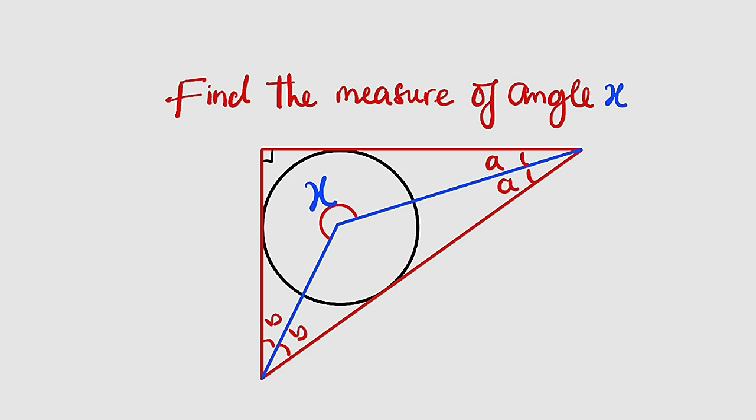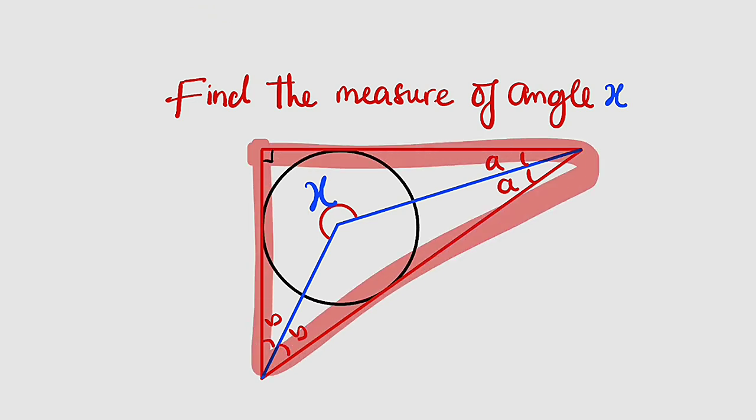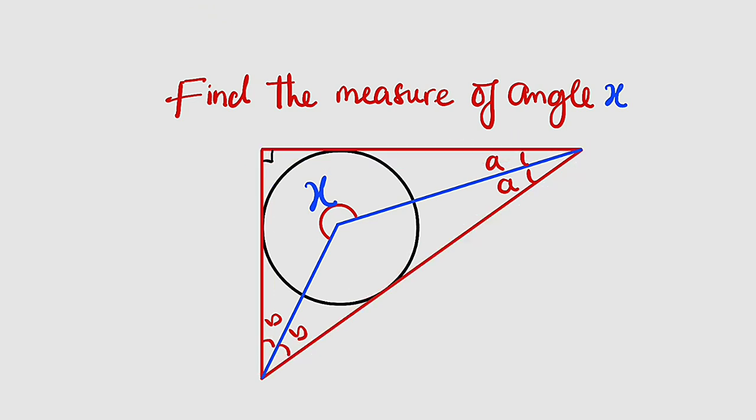Okay, let us pay attention to the right angle triangle, which is this one. Remember that the sum of all the interior angles equals 180 degrees. Well, already we have 90 degrees here, which implies that the moment you add these two angles together, you shall obtain 90 degrees, because 90 plus 90 is 180.